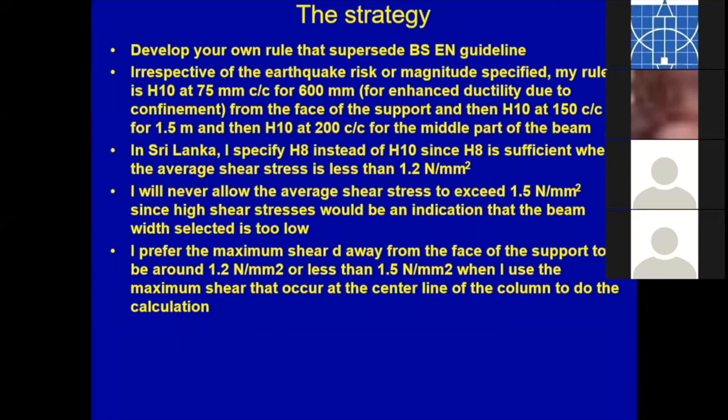Otherwise, if you select a section which is too small, then you will find you need a lot of shear reinforcement. When you need a lot of shear reinforcement, one thing is, it's difficult to fix it. Secondly, it's difficult to pour concrete, and you can end up with honeycombs. Because of that reason, we like to have a minimum spacing like 75 millimeters when it comes to shear links. And in most of my designs, I use something like 75 millimeters close to the beam column junction.